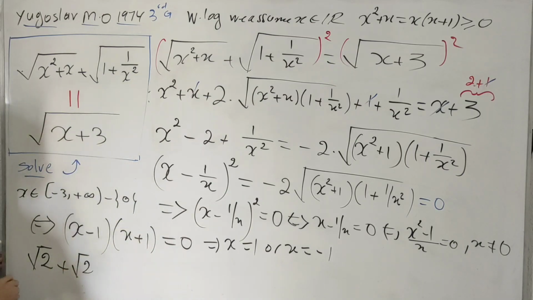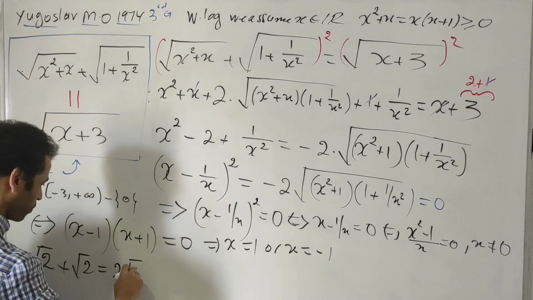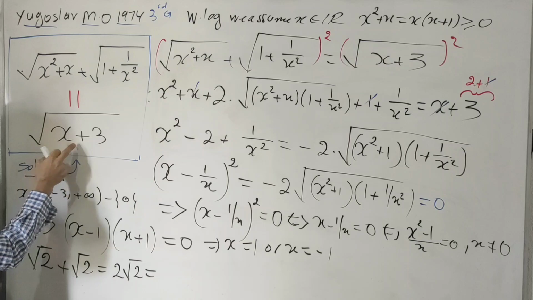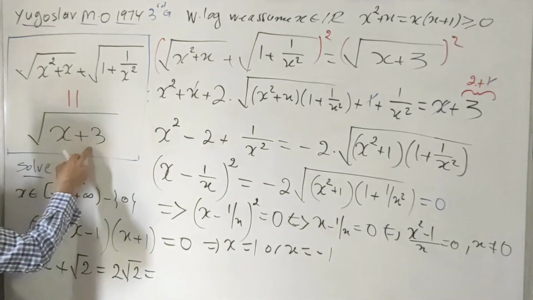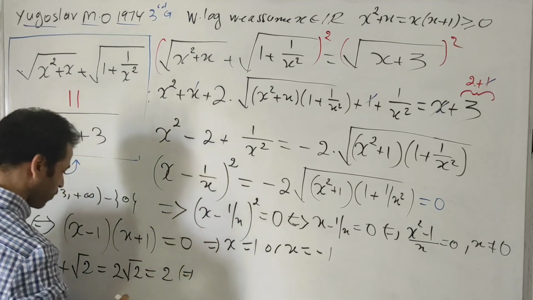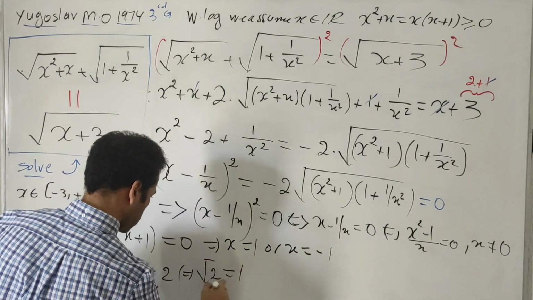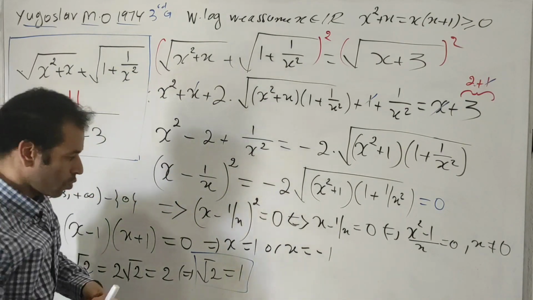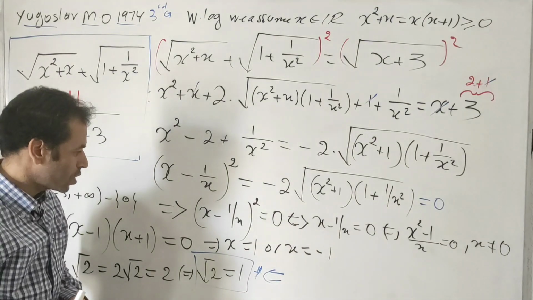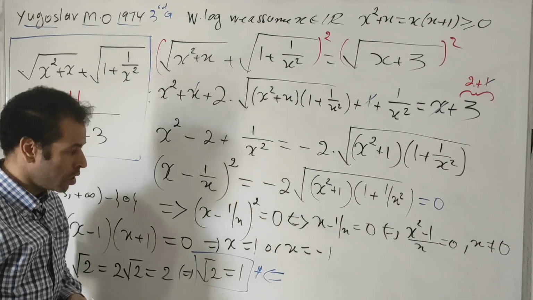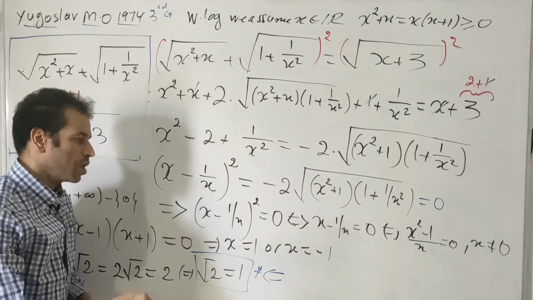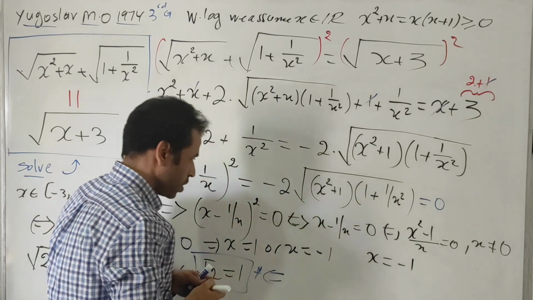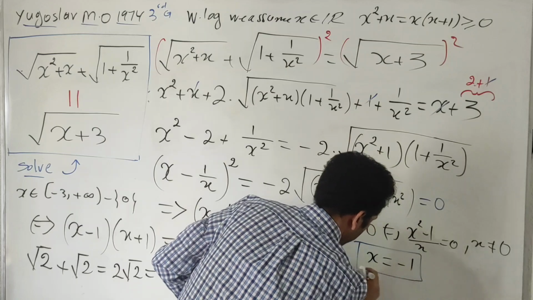That means I have square root of 2 plus square root of 2, which is 2 times square root of 2, equals the other side of this equation. By replacing x with 1, I will get 1 plus 3, which is 4, square root of 4, which is 2. By simplifying both sides, I will get square root of 2 equals 1. This is impossible, okay? That means x equals 1 is not a solution for this equation. That means x equals minus 1 is a solution, okay? So x equals minus 1 is the only solution for this equation, okay?